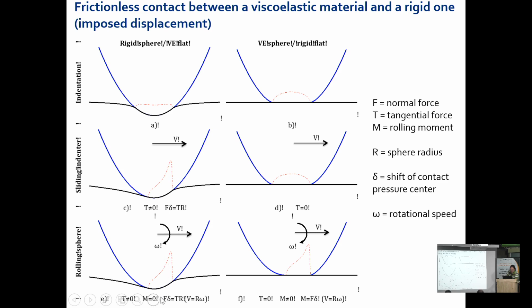Below, here there is no resisting torque, but there is still the same resisting force, which is T, the tangential force. And in the situation on the bottom right, this time the sphere is viscoelastic and the bottom surface is rigid. Here you can see again that you have an asymmetry. Why do we not have a torque here?